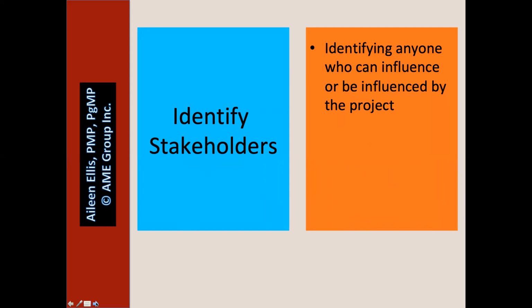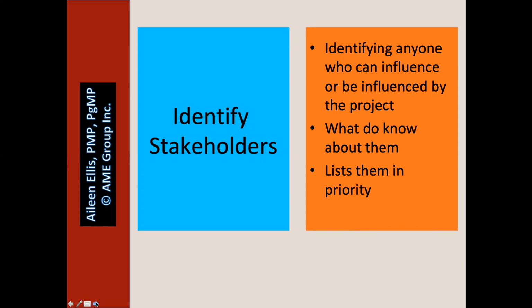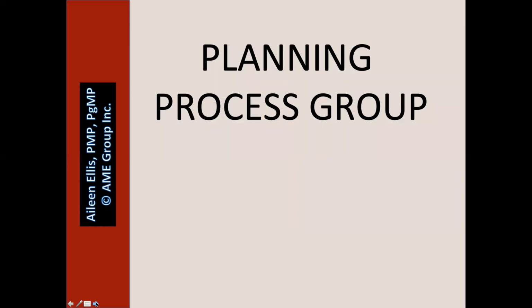The other process of initiating identifies stakeholders. Pause the video and give a description. We're identifying anyone who can influence or be influenced by the project or believe they can influence or be influenced. We're asking, what do we know about them? And then we end up listing them in priority.